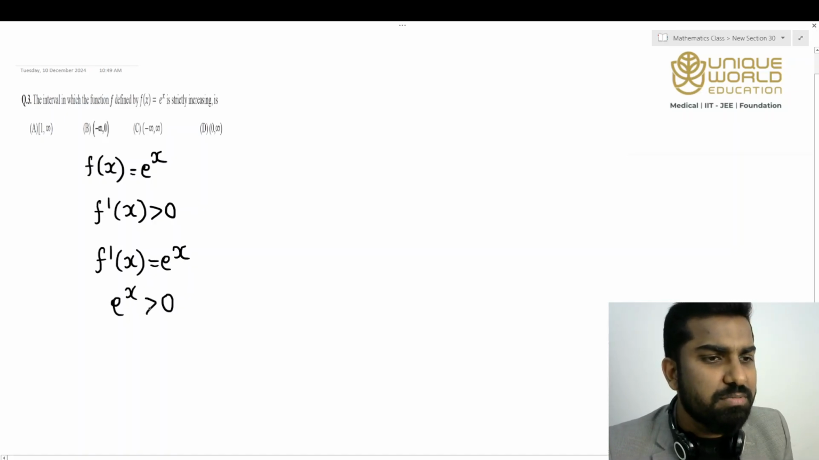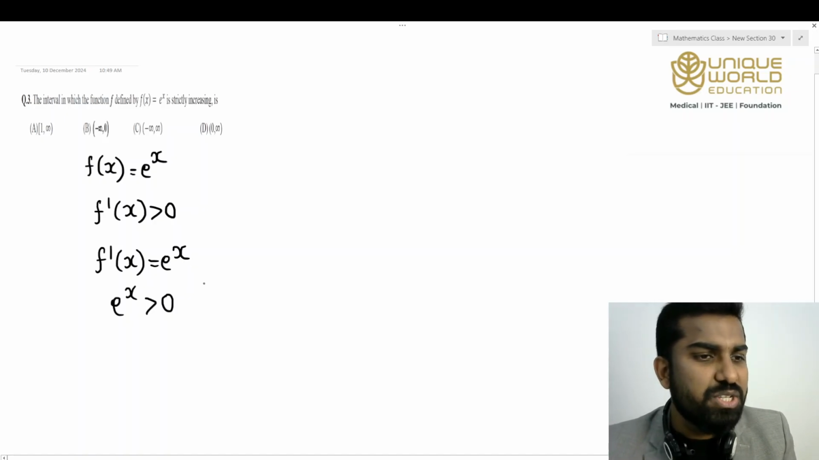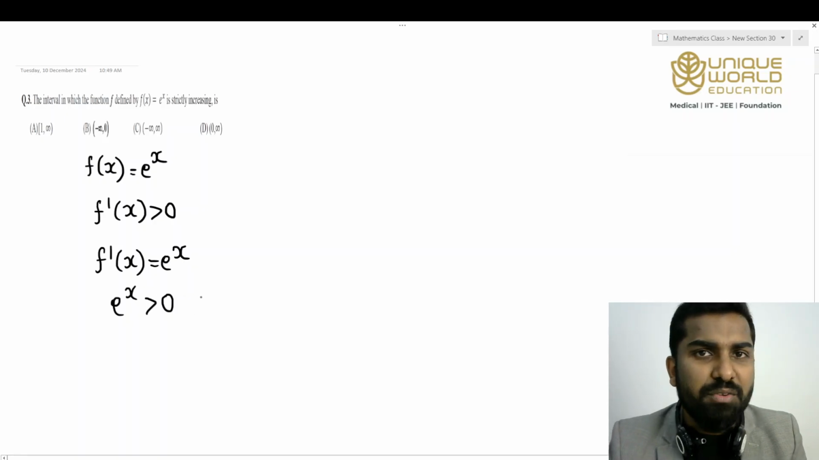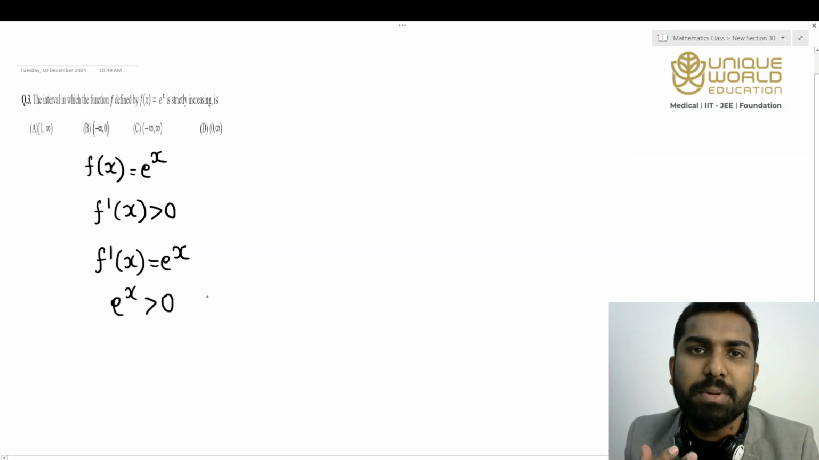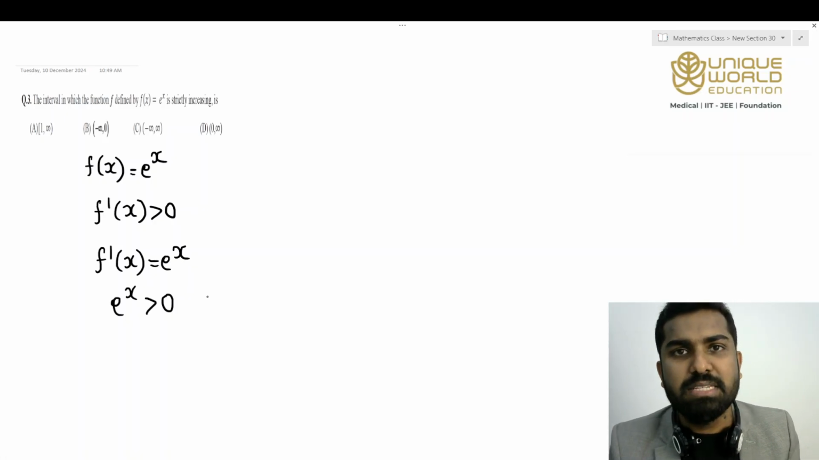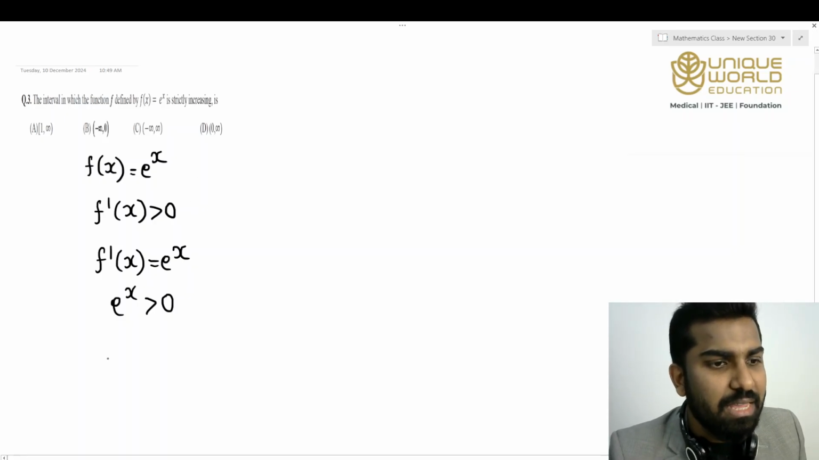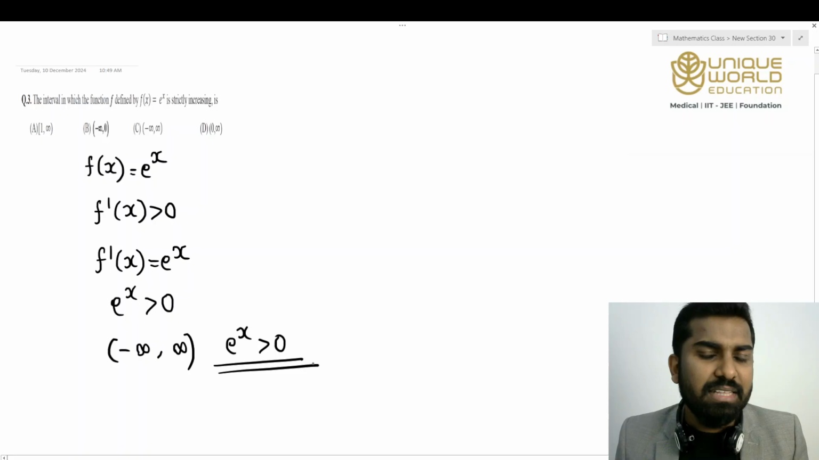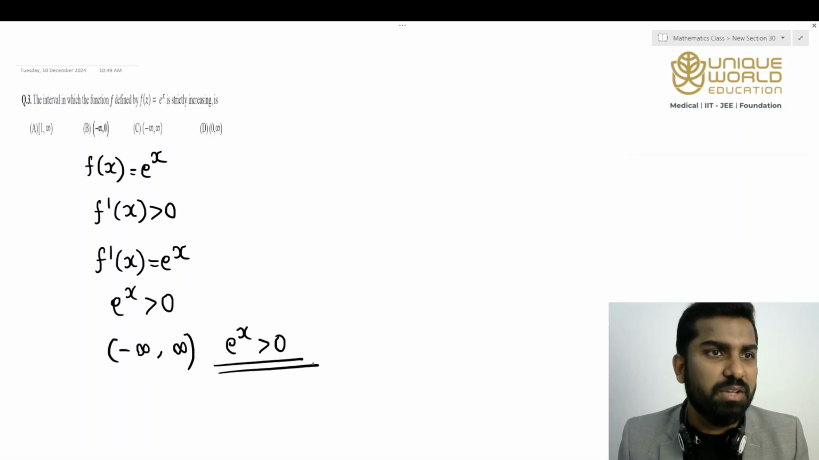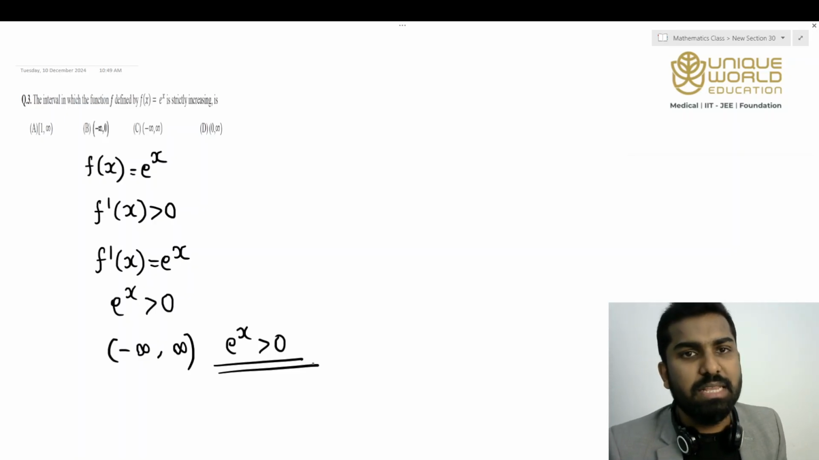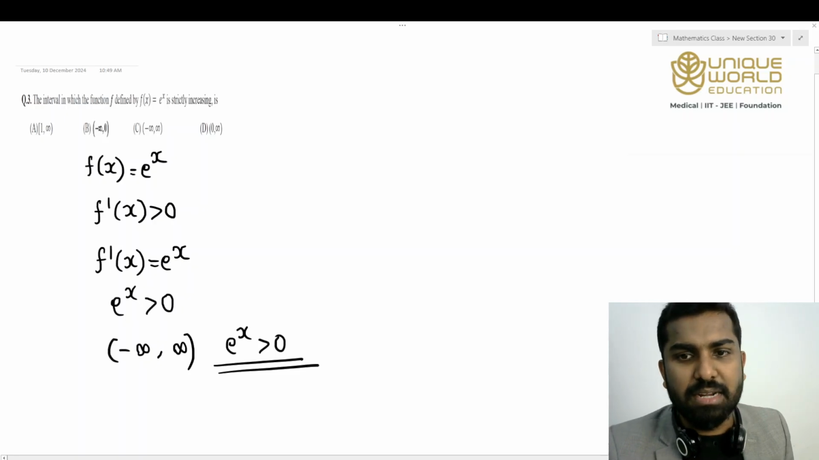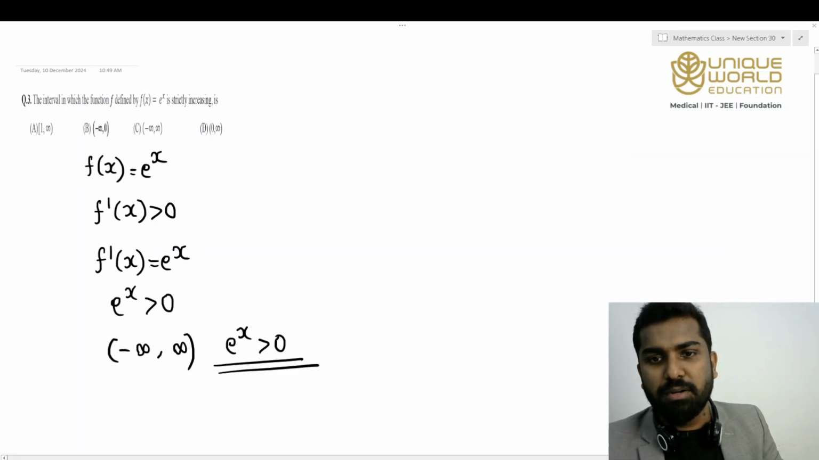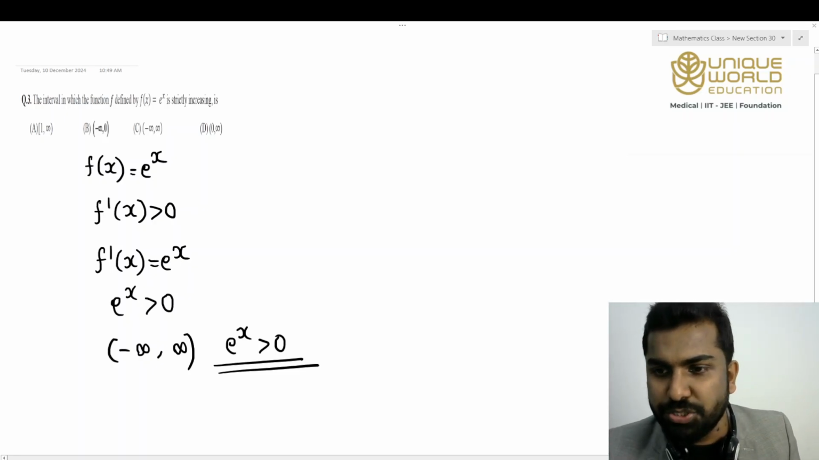E to the power, if you are substituting 3, 4, 5, or e to the power 0, that is 1 itself, so 1 is also greater than 0. If you are substituting a negative value also, the function value must be greater than 0. What does it mean? If you are substituting any value, e to the power x is always greater than 0. That means in this interval, minus infinity to infinity, e to the power x is always greater than 0, and the function f of x equal to e to the power x is increasing. Okay, it's a very easy question, only a basic understanding of the e to the power x value is required. So let's go to the next question.